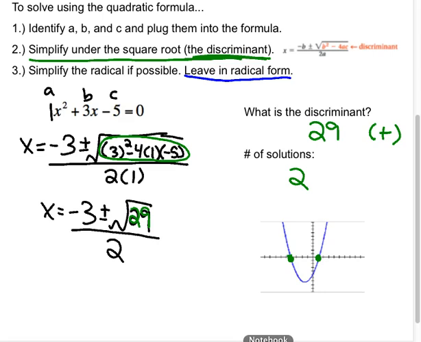When I say leave in radical form, that means you can leave your answer just like that. That is your answer to this quadratic, and I'm totally okay if you leave it that way. In some respects, it's easier because now you don't have to punch it back in your calculator and do all the work we had to do in Expo. You can leave your answer just like this, representing your two solutions for this quadratic.